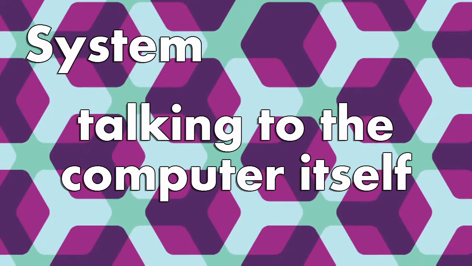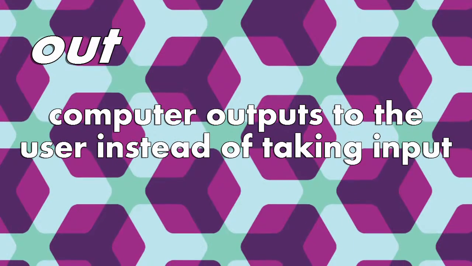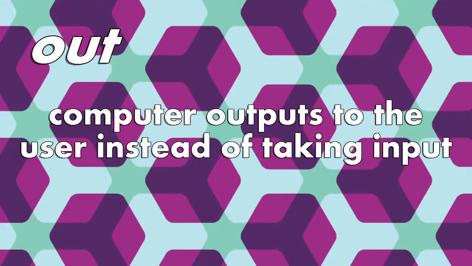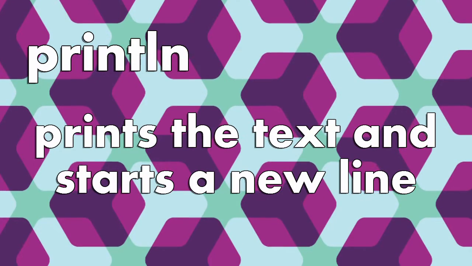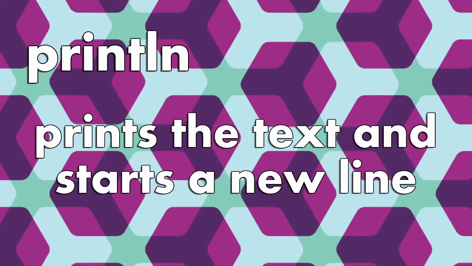Now let's take a look at why this extra line of code does what it does. The System part means you're talking to the computer itself. The out part means the computer is outputting something for the user as opposed to getting input. Lastly, println is a method that prints the text we typed and then goes to the next line.